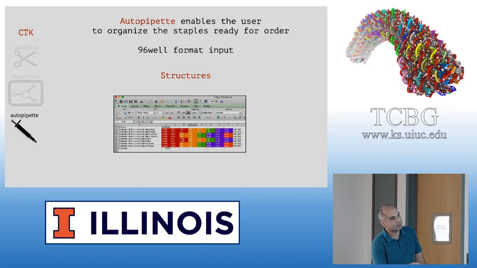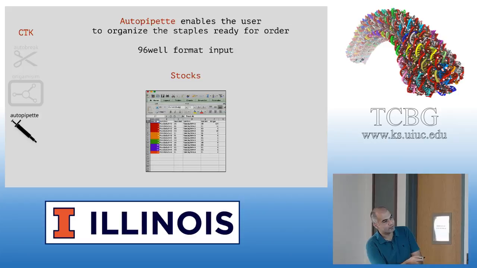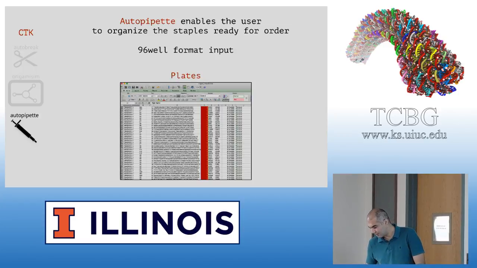If you want to use the 96 well plate format, everything will be organized into different structures here. These are different structures that you want to order, but they're just slightly different from each other. That's what I was meaning in the beginning. I would make a few changes and then order them together, because there would be small changes in the structure. Each color here will be different stocks. You can see what the stocks are here. It's ready for order.